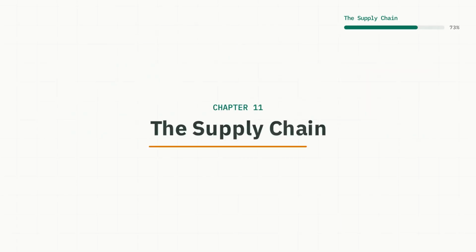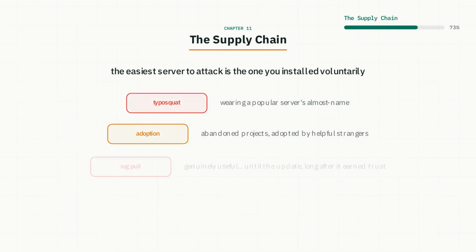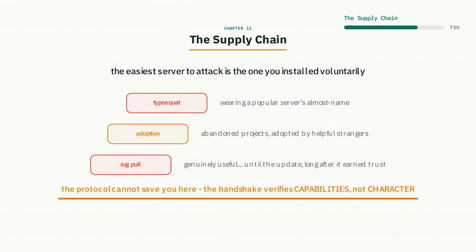Chapter 11, the supply chain, because the easiest server to attack is the one you installed voluntarily. Community servers are the ecosystem's glory and its soft underbelly. The classic failure modes travel well from every package ecosystem. Typosquats wearing a popular server's almost name. Abandoned projects adopted by helpful strangers, and the rug pull, a genuinely useful server that turns malicious in an update long after it earned your trust. The protocol cannot save you here. The handshake verifies capabilities, not character.